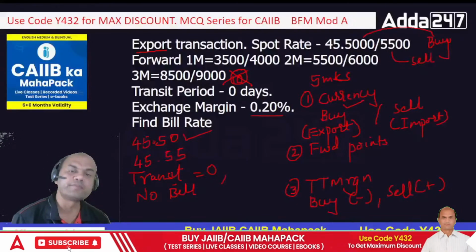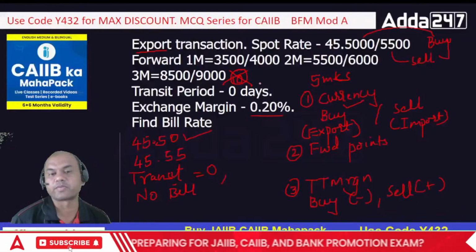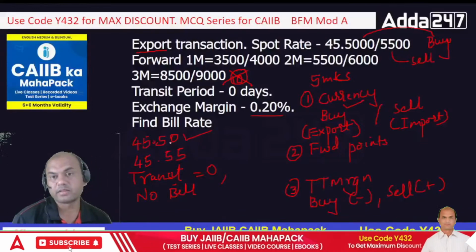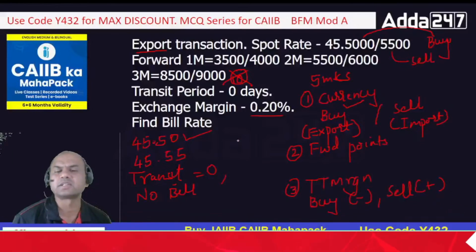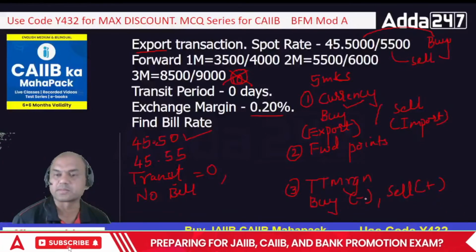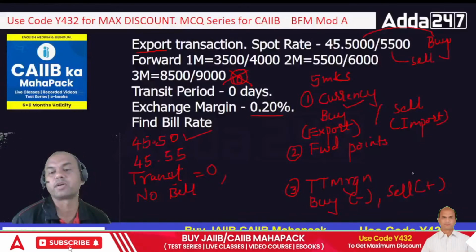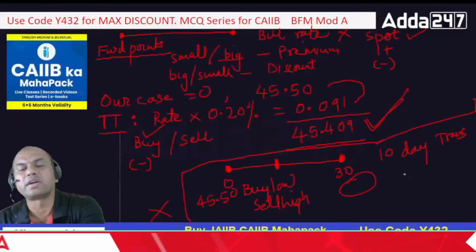So bill rate doesn't exist, but spot rate does exist. So 45.50 is the spot rate over here. So done. This is what I have taken. Forward is 0. Now TT margin. Whenever I am buying, I will subtract it. So for export, I will always subtract it, and for import, I will always add it. So this is the way we did it.